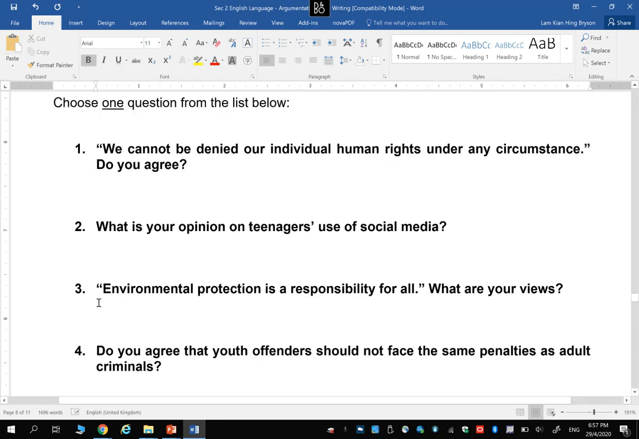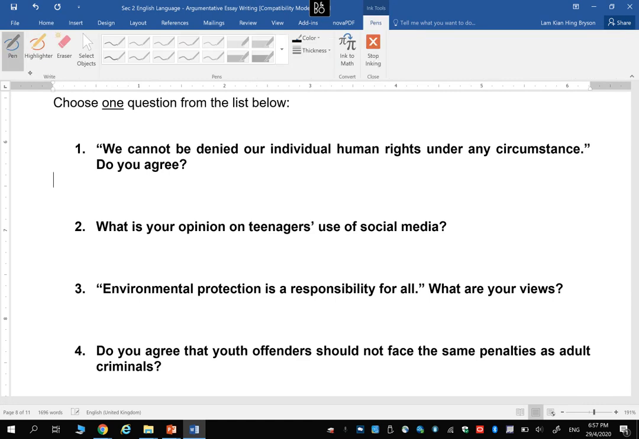Alright, now let's take a look at question 1. We cannot be denied our individual human rights under any circumstance. Do you agree? Such a question is very typical of an argumentative essay. There is a statement that is given over here, or rather a contention, and then it asks you whether you agree or disagree.